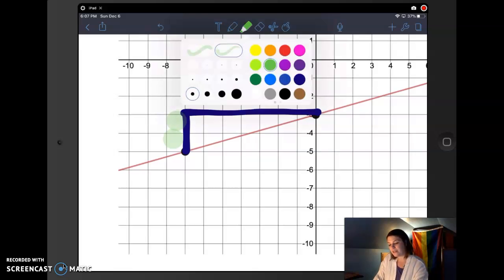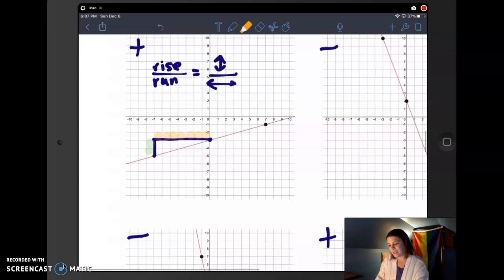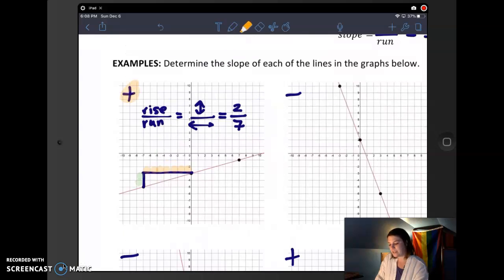Then going on the other side, I can see that I have 1, 2, 3, 4, 5, 6, 7 boxes going that way. And so I can see that my rise, which is the up and down, is 2. My run, which is the back and forth, is 7. And then I look back and I see here that I decided it was going to be positive as a slope. And so I just leave it like this because this is positive 2/7 the way it's written.